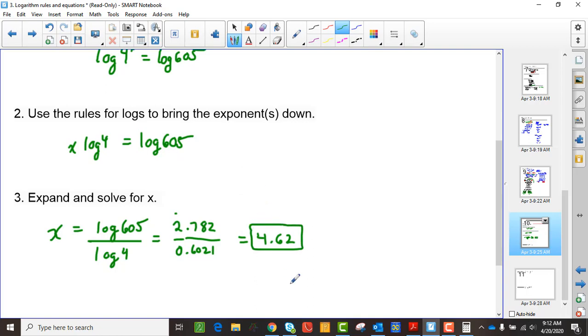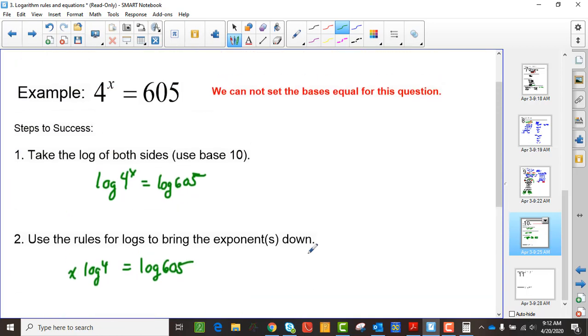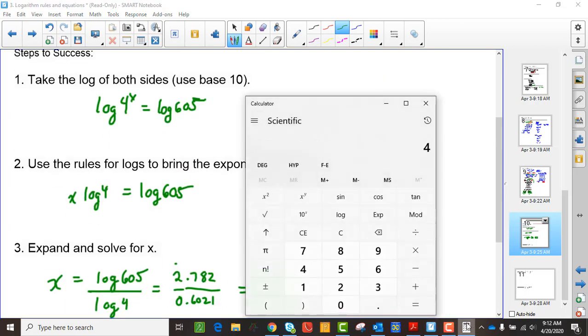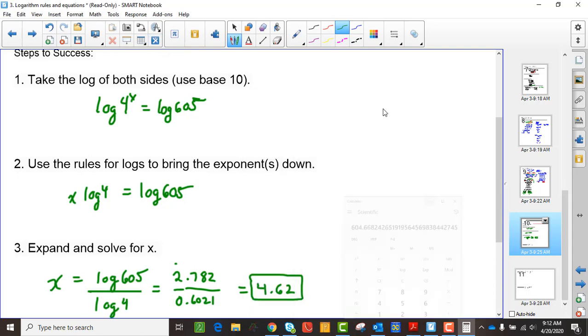Okay. Now, you can check your answer just like any equation, because I can take 4 and raise it to the 4.62 and see if it gives me 605. It's not going to give me exactly 605, okay, because I rounded off. So it gives me 604.6682, but it's basically 605 if you account for round off error. So that's how you can use exponential equations and logarithms together to solve for things that otherwise we would not have been able to solve for.